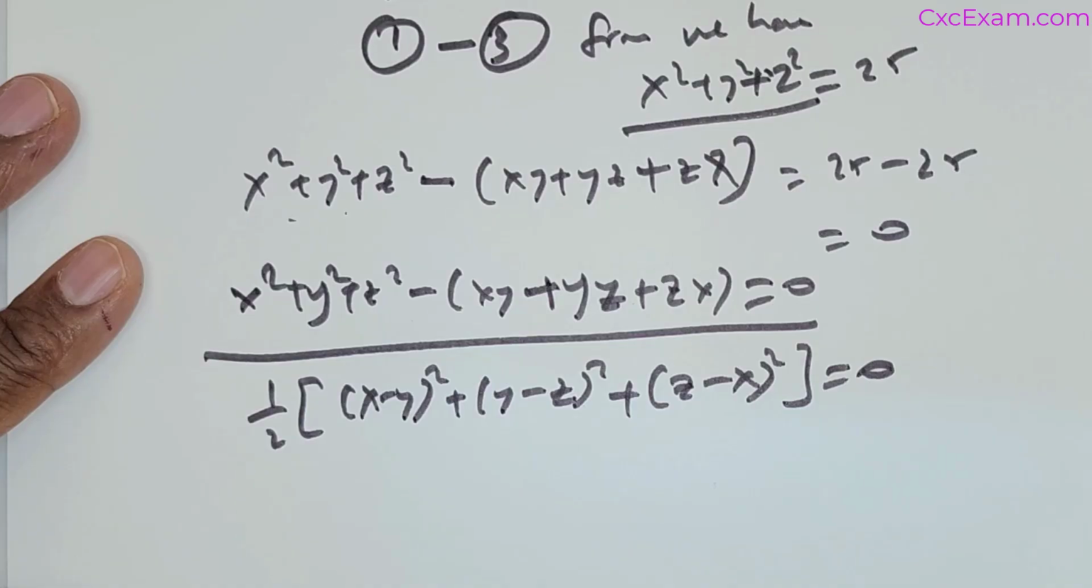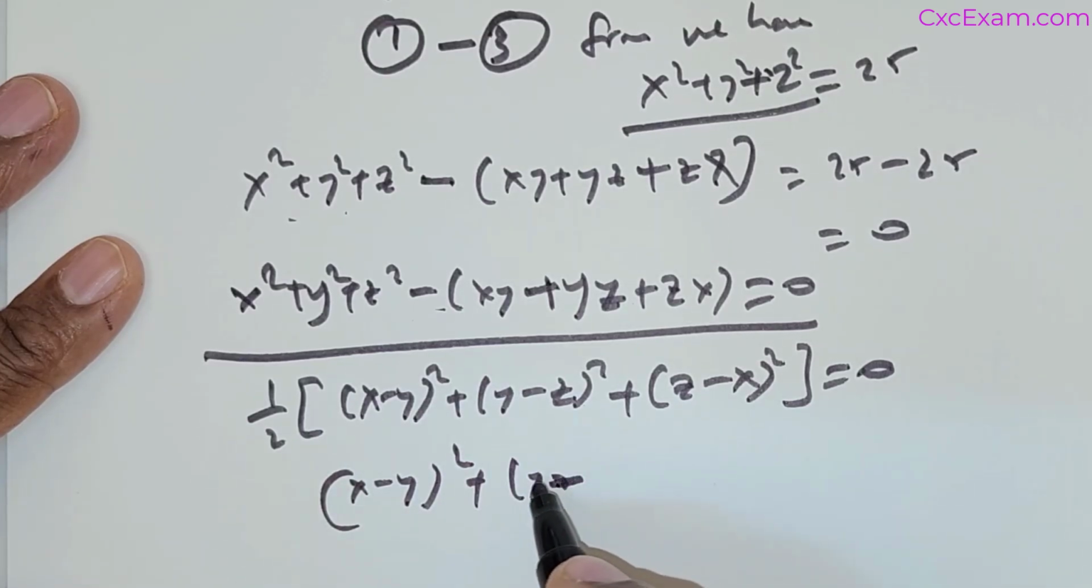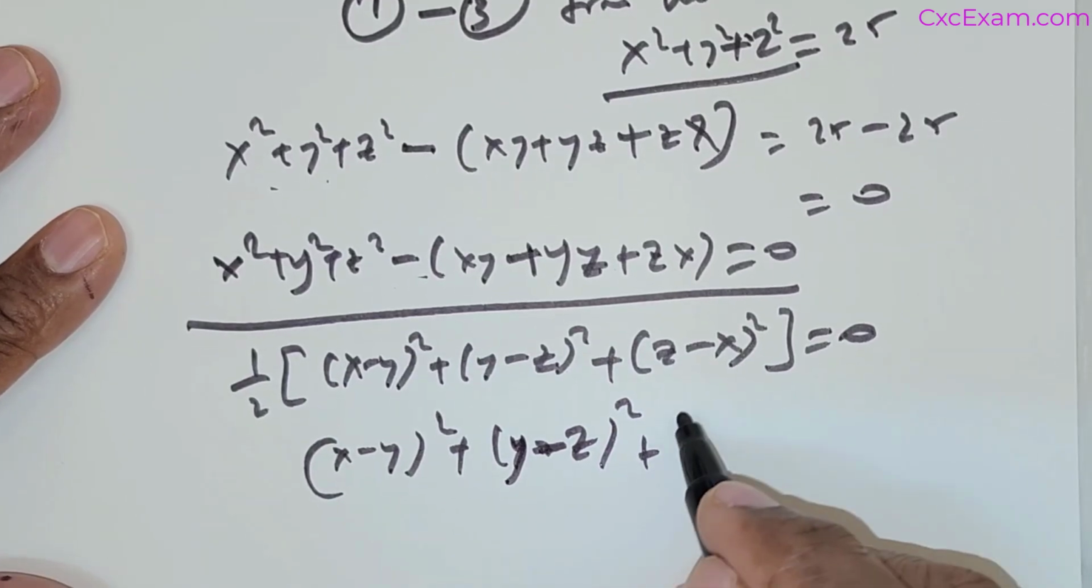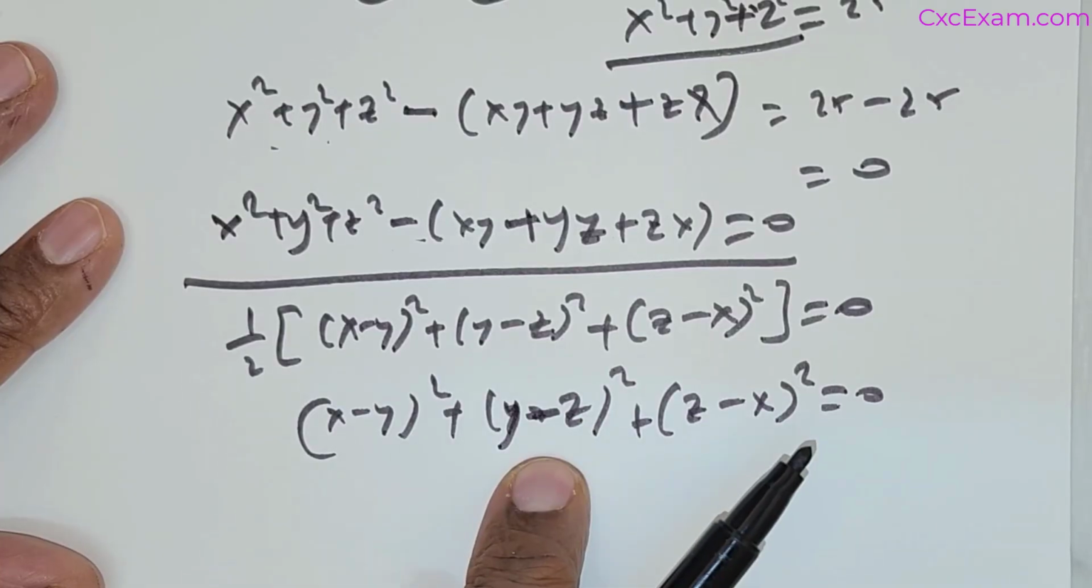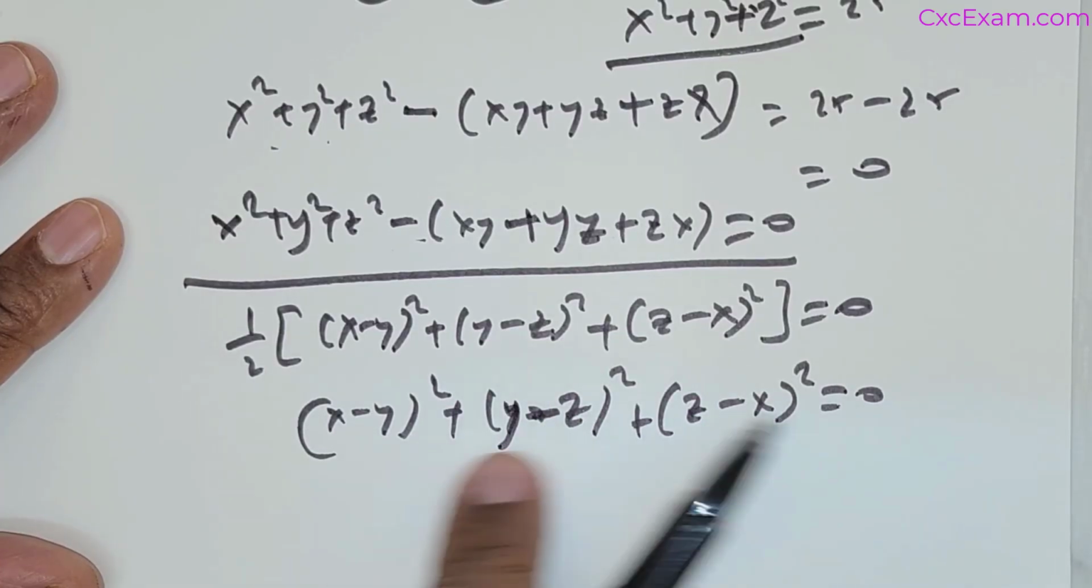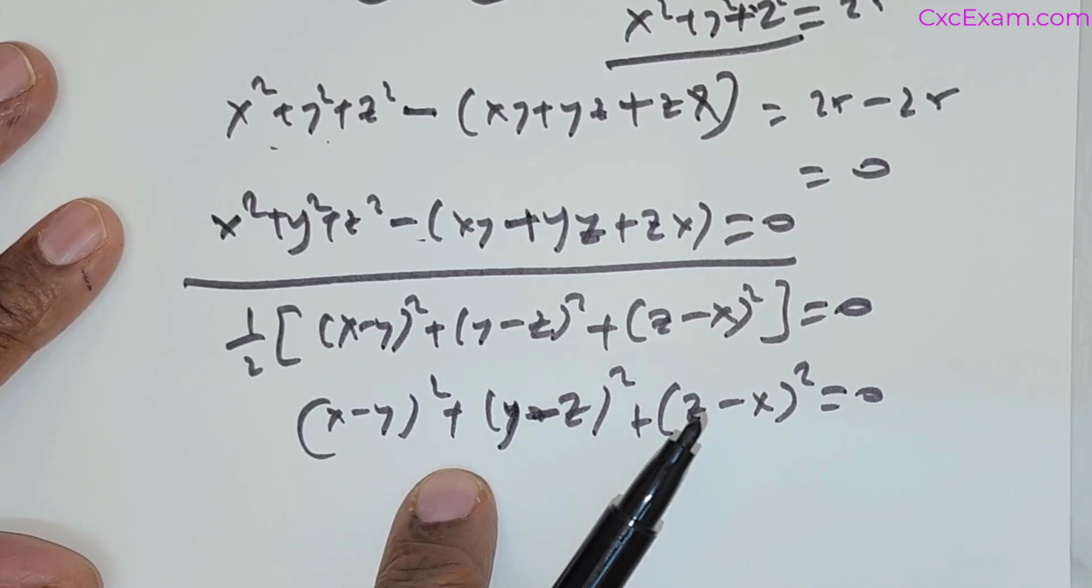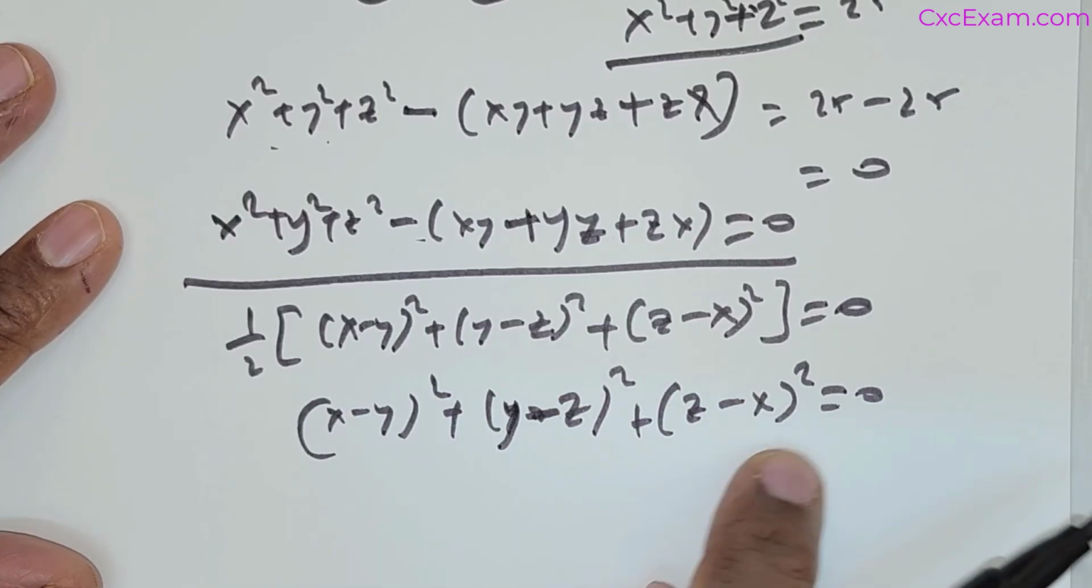You expand this, you get 2x squared, 2y squared, 2z squared, so I divide by 2. And also you get minus 2xy, minus 2yz, minus 2zx. That's why I'm dividing by 2, so that I get the original one. You cross multiply now, you get (x minus y) whole square + (y minus z) whole square + (z minus x) whole square is equal to 0. Now this is a perfect square, this is a perfect square, this is a perfect square. What the system is saying is that the sum of the squares of these three is giving us 0.